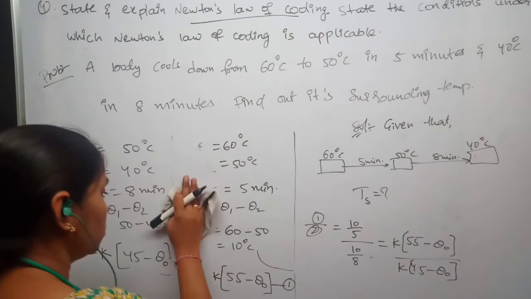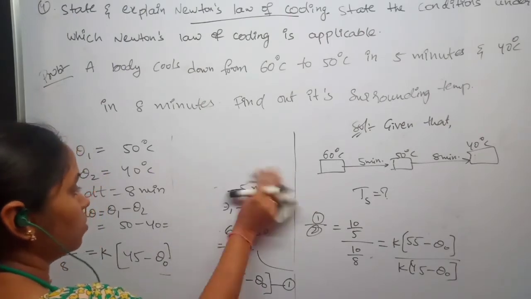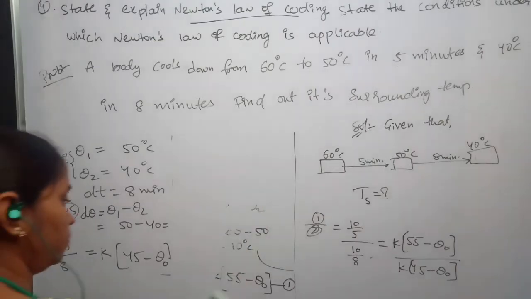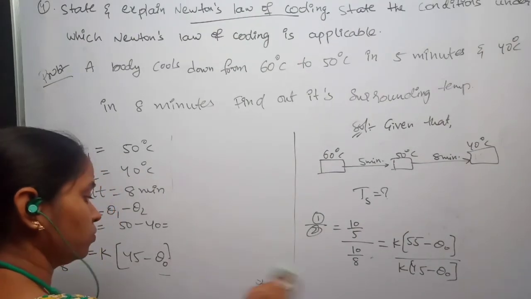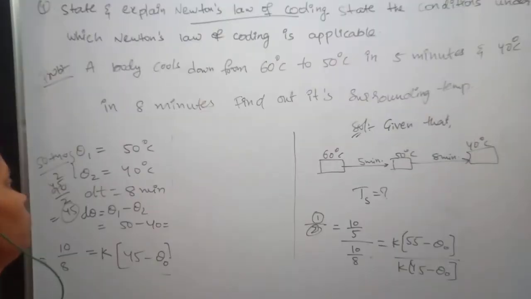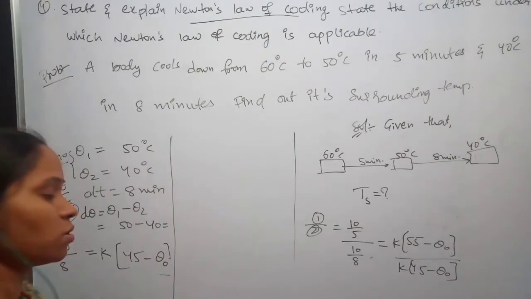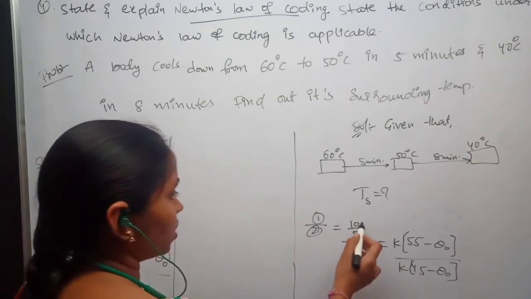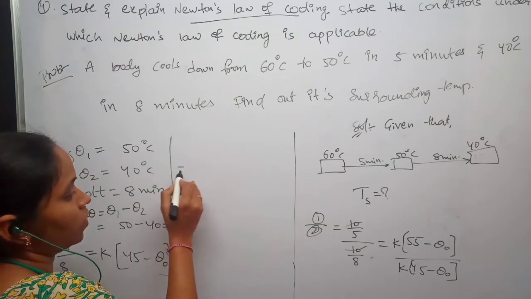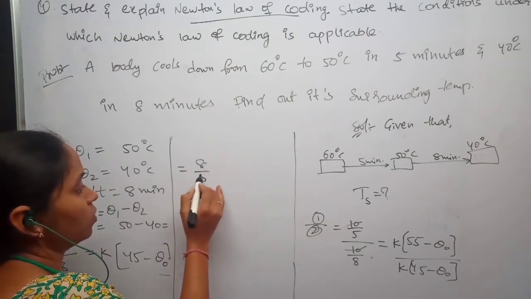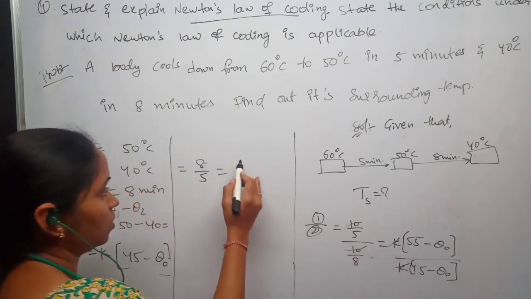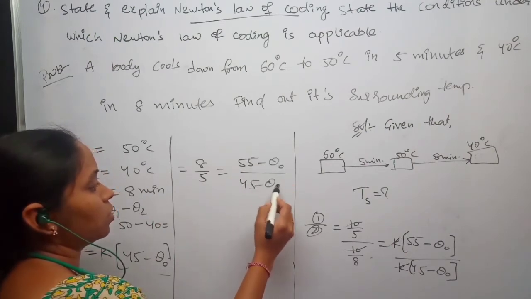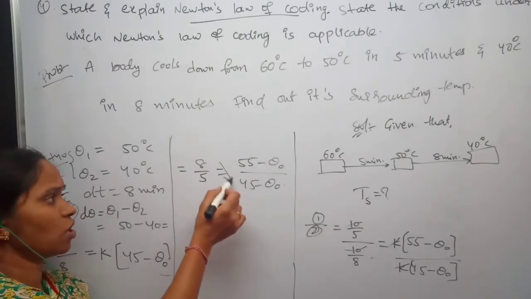Now pause the video and copy all this in your notebook. This is the way you have to follow whenever you are solving a problem. And 10 gets cancelled. We have 8 by 5 equals 55 minus theta naught by 45 minus theta naught, k gets cancelled. Now just do cross multiplication.